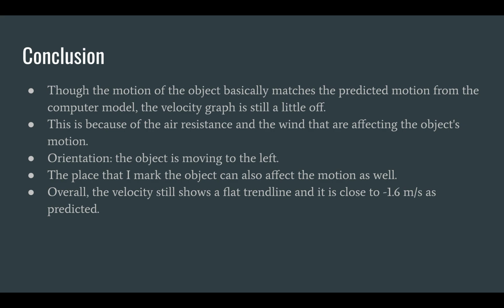But overall, the velocity still shows a flat trend line and is close to negative 1.6 meters per second as predicted. So if I had more time, maybe I would try to fly indoors to avoid the wind, and I think the result would be more accurate.